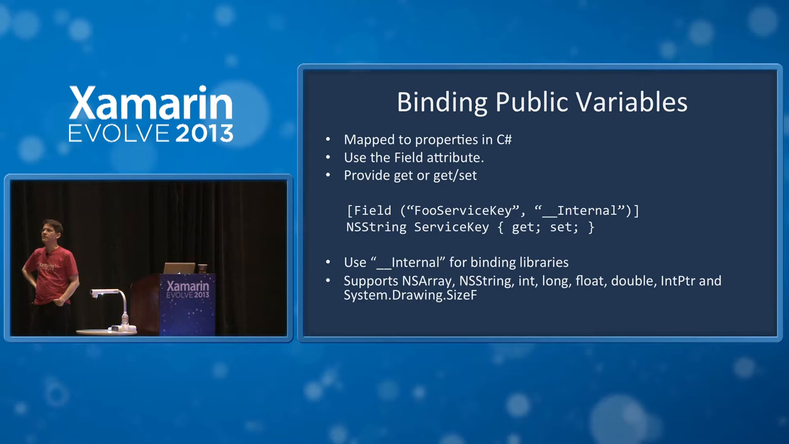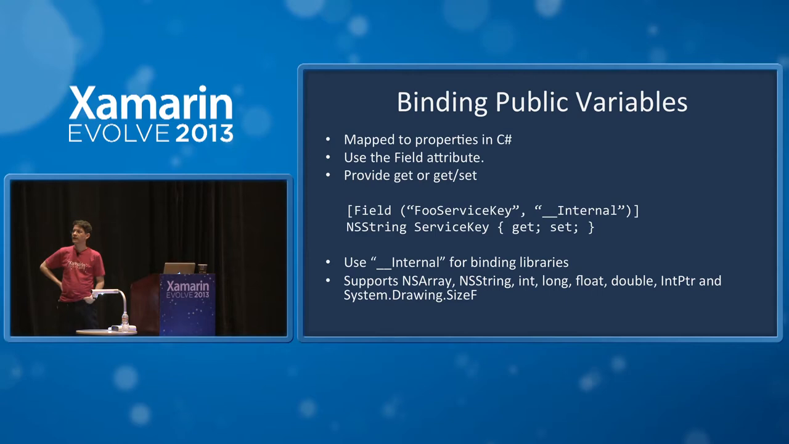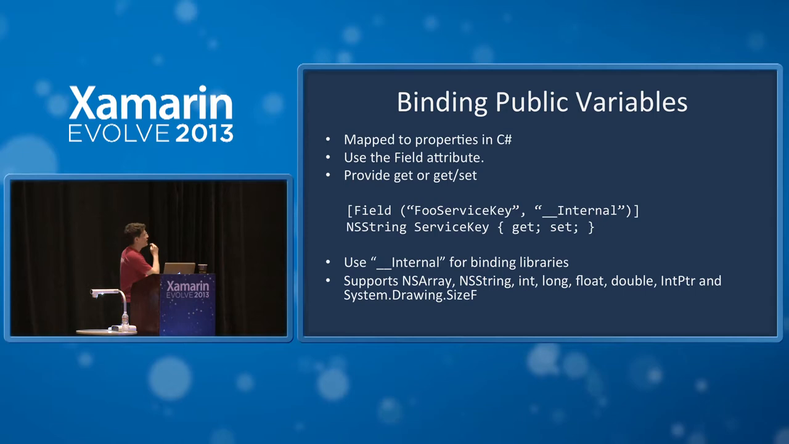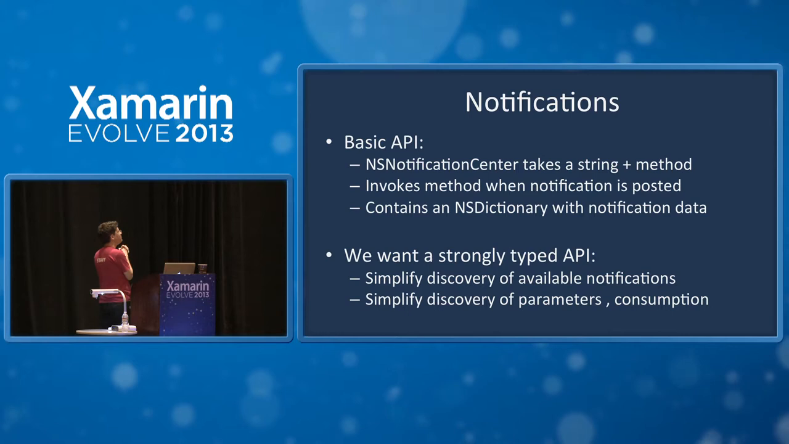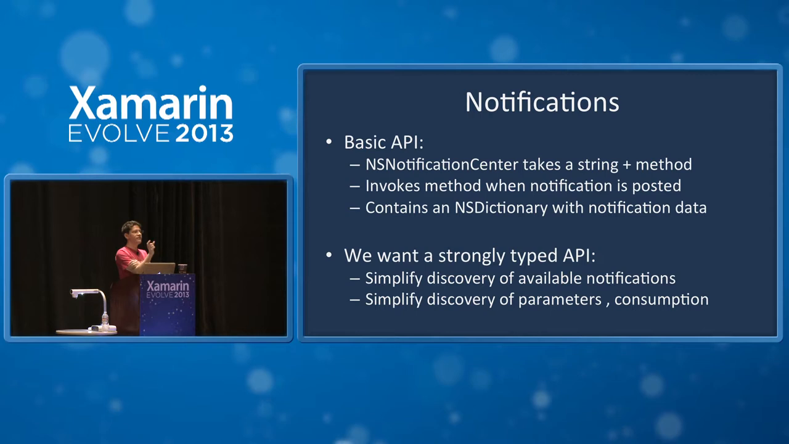You use the setter if you want to change the value. Otherwise, it will be just read-only. There's only a few types supported for these special global variables. Those are NSArray, NSString, the list that you see there, ints, doubles, floats, and SizeFs. The other thing that you want to do, one of the APIs that takes these tokens is the Notification Center API. So anything that has the word notification as a public variable needs to use an NSString.